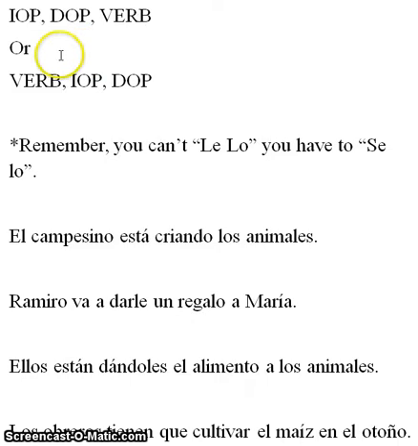Okay, so we're going to be using double object pronouns in a sentence. Your word order should be IOP, DOP, verb, or verb, IOP, DOP. Always in this order. What happens in the instance that you only have one pronoun? Then you just eliminate the one that you don't have. If you don't have an indirect object pronoun, we would just say direct object pronoun, verb. Let's say you don't have a direct object, then you would just say verb, indirect object pronoun.